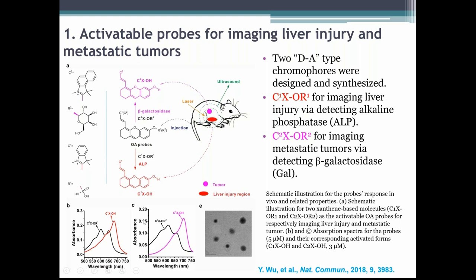And from the absorption spectra on the bottom left-hand side here, we can see that when probe 2 was activated, it undergoes structural transformation. When the recognition moiety was cleaved from probe 2, probe 2 transforms to a hydroxy-containing molecule. By this way, the absorption redshifts and accordingly generates strong optoacoustic signal at around 703 nanometers. And by detecting this optoacoustic signal, we can detect the enzyme GAL level. Thank you for the answer.